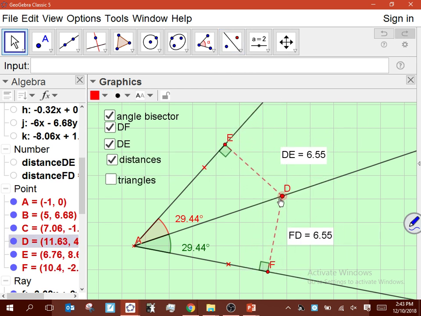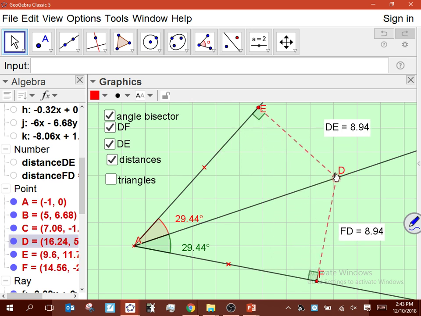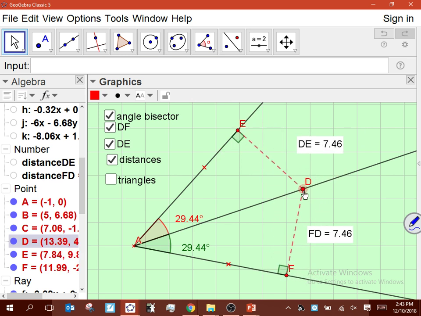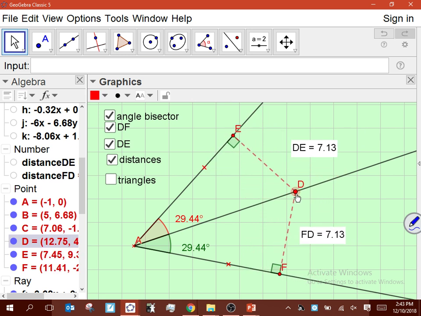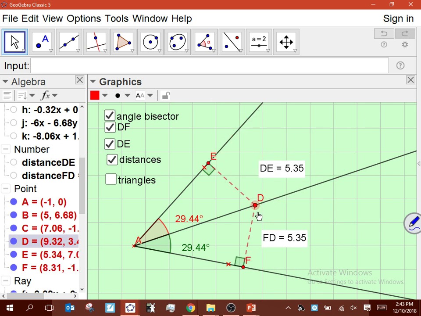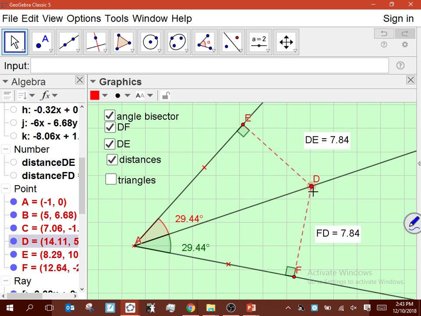As I start sliding that, now the values obviously change, but what do we argue about the comparison of DE to DF all the time? They're the same. Why? If we look at those two triangles, what do you think the argument is about those two triangles? They're going to be congruent.